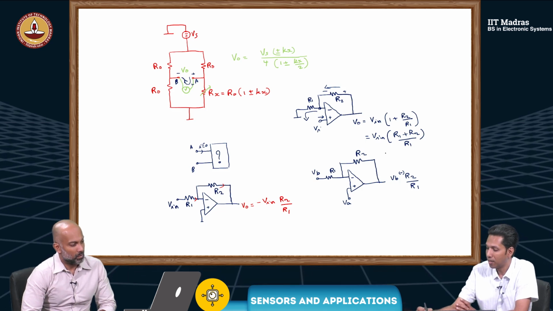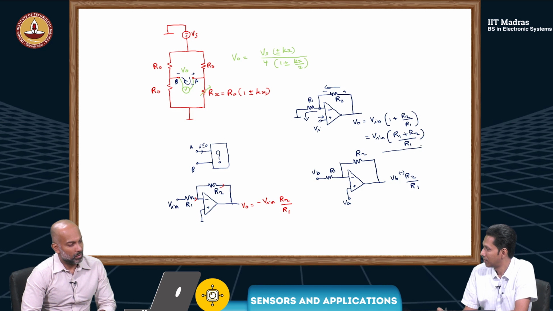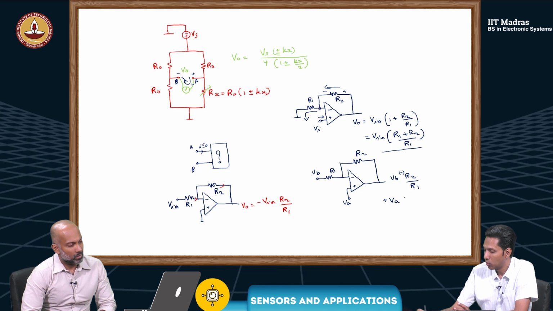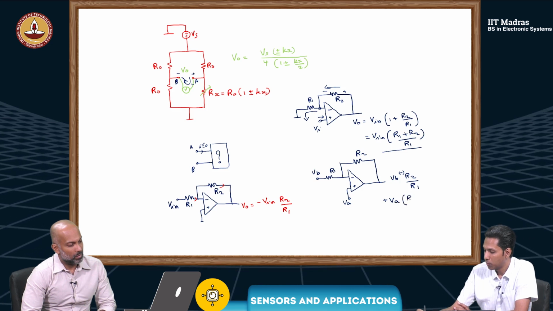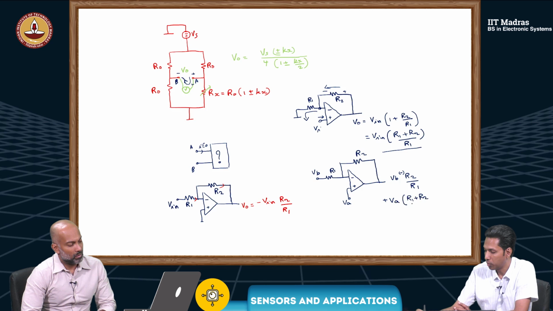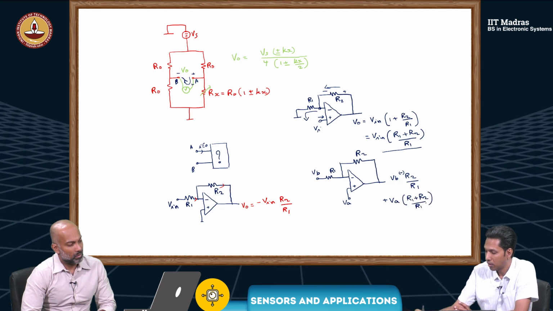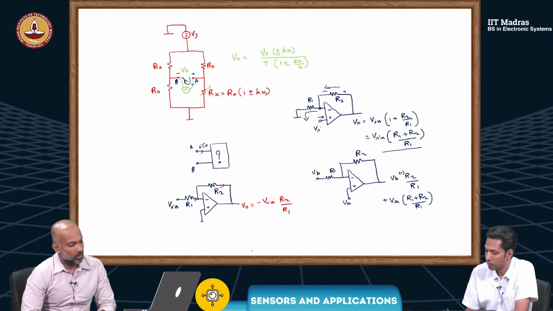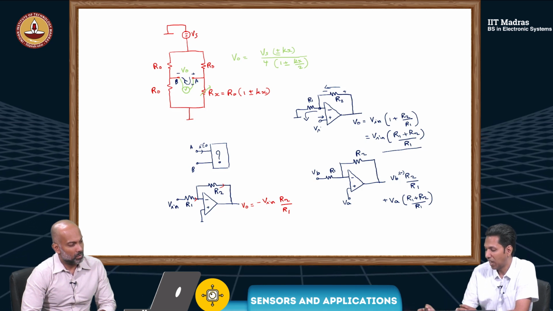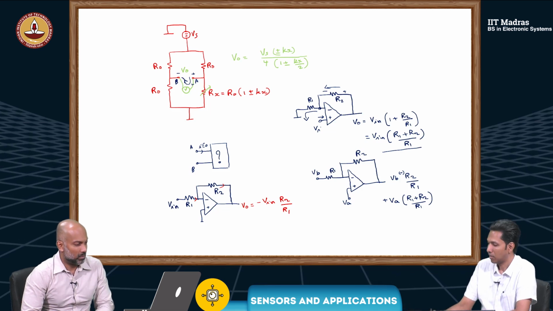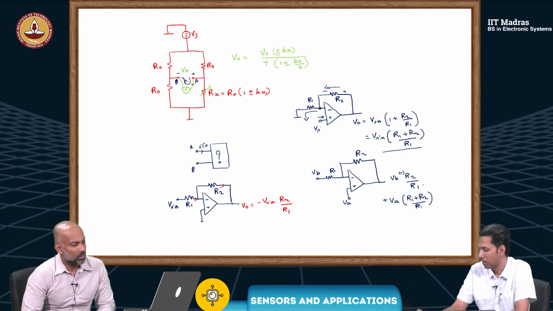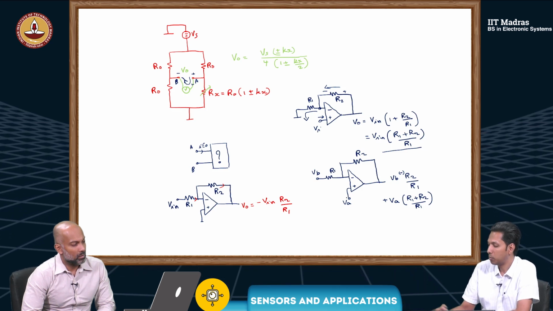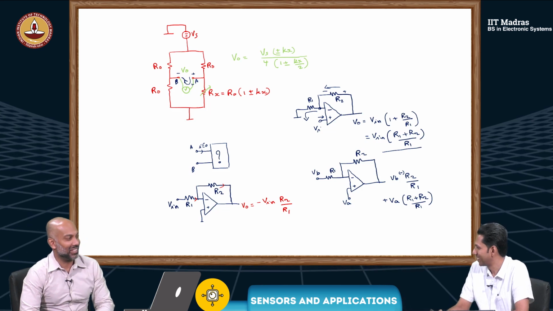So I'm going to get plus VA into R1 plus R2 by R1. So I'm not getting something nice. One thing is negative, good. What I would like to get is maybe VA minus VB into minus R2 by R1. Then it will be good.